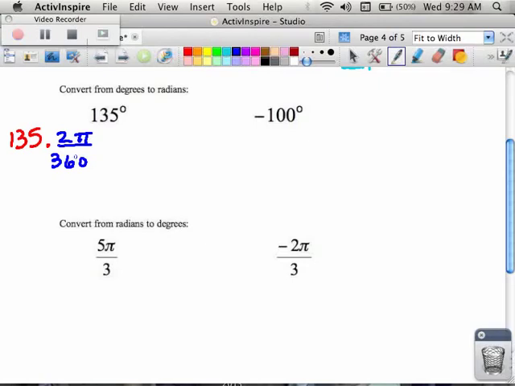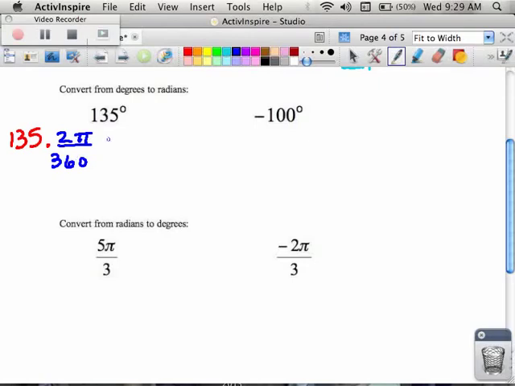Now, to do this on your calculator, if you're going to use a calculator, the fastest way would probably be to go 135 times 2 divided by 360, math, enter, enter, and then write a pi on the end. I'm not going to do it that way. I'm going to show you the way my brain works and how I think about this, and then if you want to do it a different way, that's fine. But sometimes things show up on the calculator, so I think it's kind of important to know how to do that.